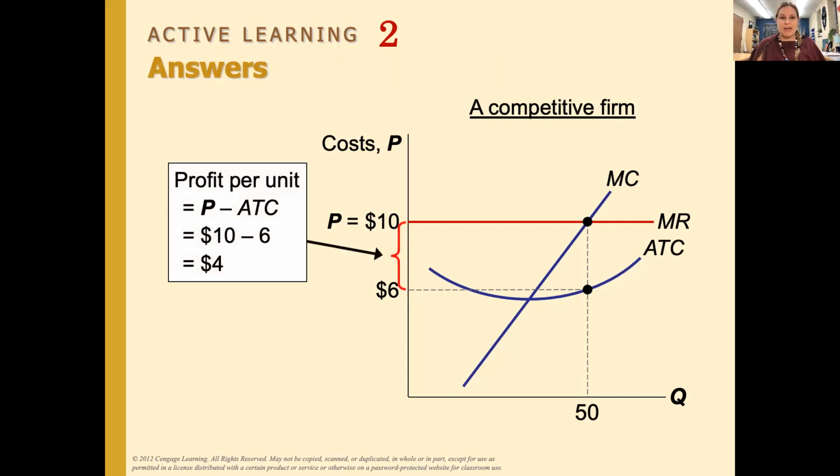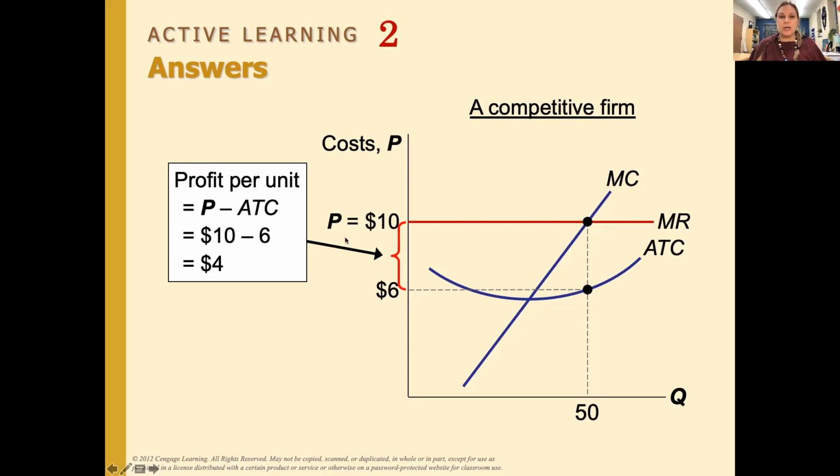Now that profit is going to be calculated first per unit. So we're looking at the fact that from the average total cost curve, when I am producing 50 units of output, I can go over to the y-axis here and see that that corresponds with a cost of $6. So on average, when I'm making 50 units of output, it costs me $6 to produce each unit. And I can sell each unit for $10.